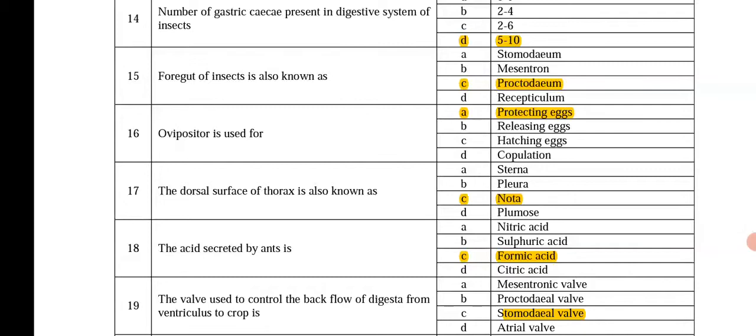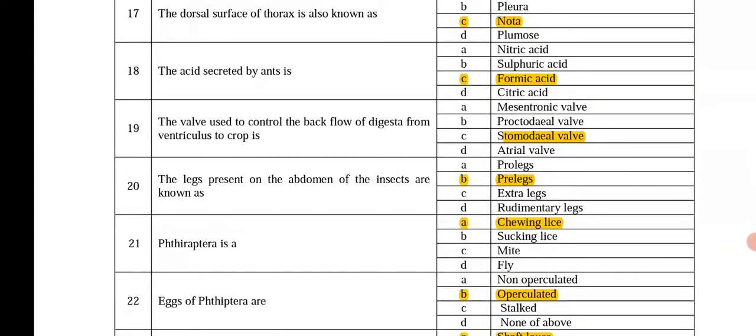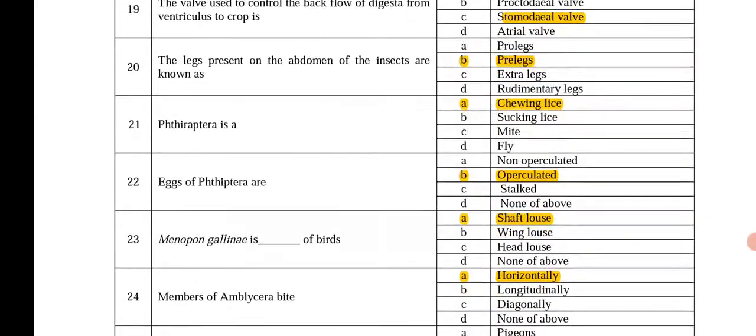The dorsal surface of the thorax is also known as nota. The acid secreted by ants is formic acid. The valve used to control the backflow of digesta from the ventriculus to the crop is the stomodeal valve. The legs present on the abdomen of insects are known as prolegs. Phthiraptera are chewing lice. Eggs of Phthiraptera are operculated.